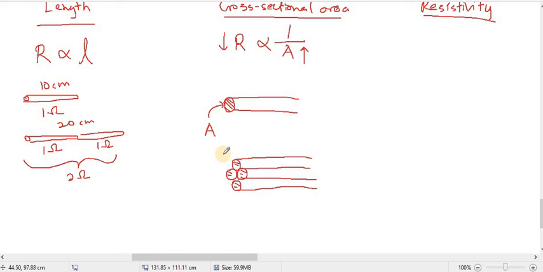Another simple way of understanding or remembering this is to take the wire as a pipe. If the pipe is bigger, it is easier for the water to flow, right or not? So lower resistance. Bigger pipe, lower resistance. Very simple.